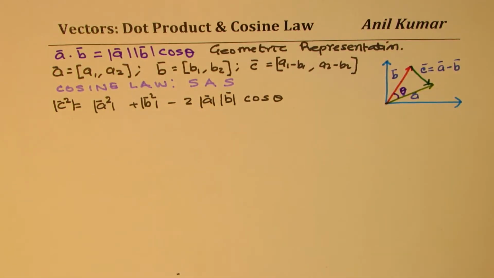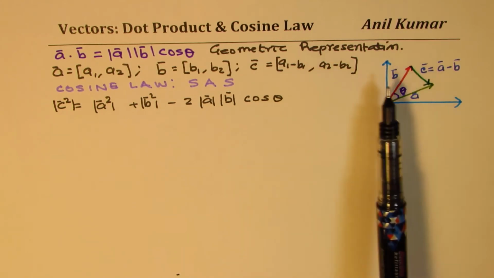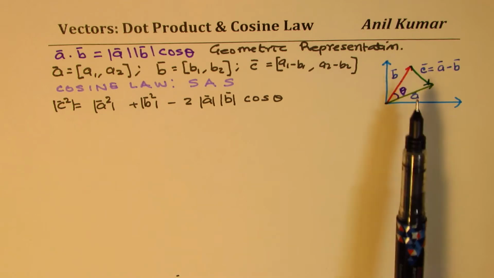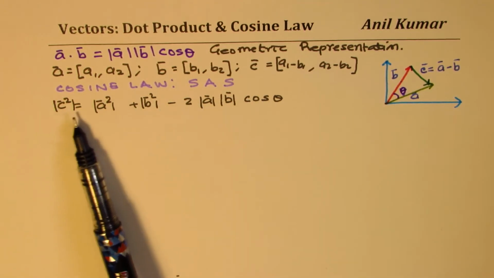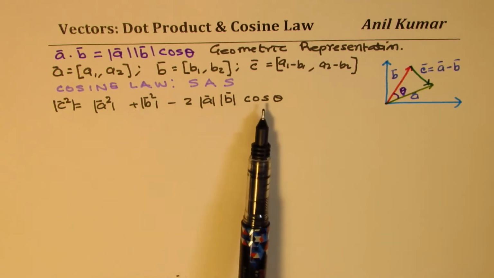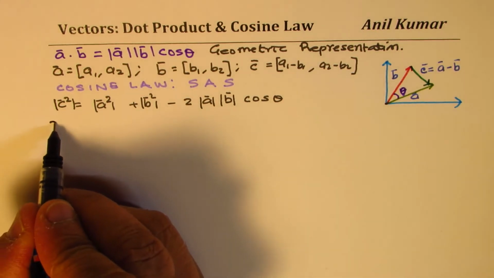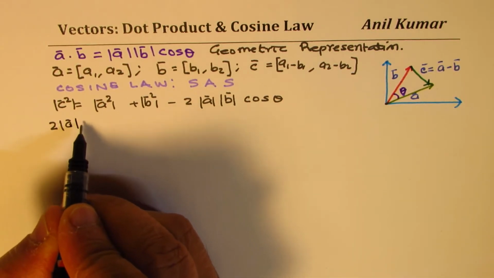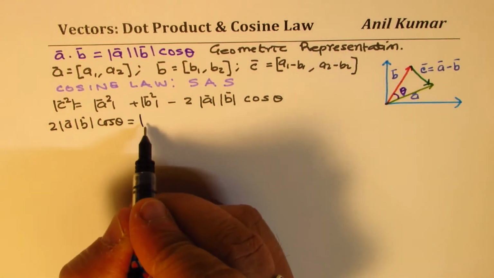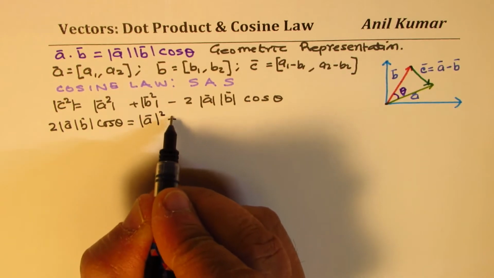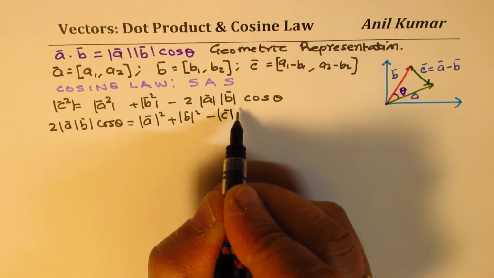So when I apply the same thing, the magnitudes here are the magnitude of vector A and the magnitude of vector B, right? That's what we have, and the angle in between. So applying the cosine law, we get c square equals a square plus b square minus 2ab cos theta, right? The two magnitudes. So if I rearrange, I get 2 times magnitude of A times magnitude of B cos theta equal to magnitude of A square plus magnitude of B square minus magnitude of C square.